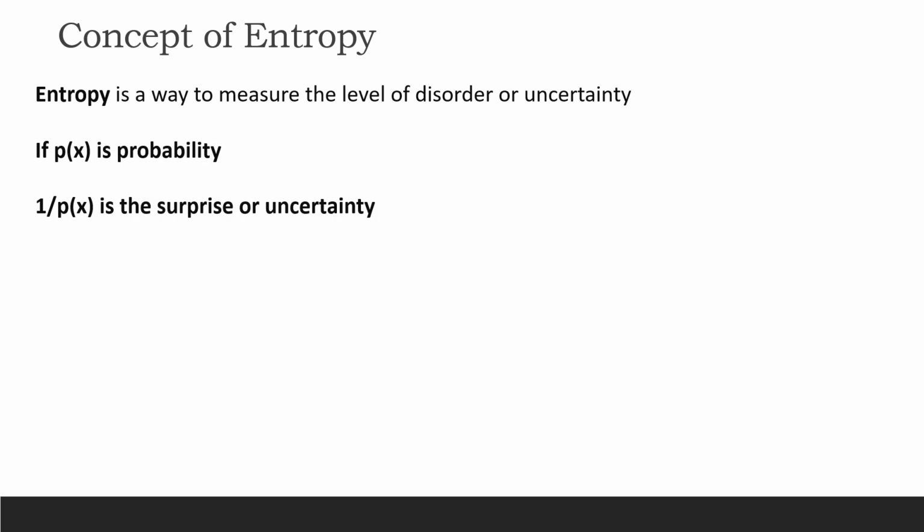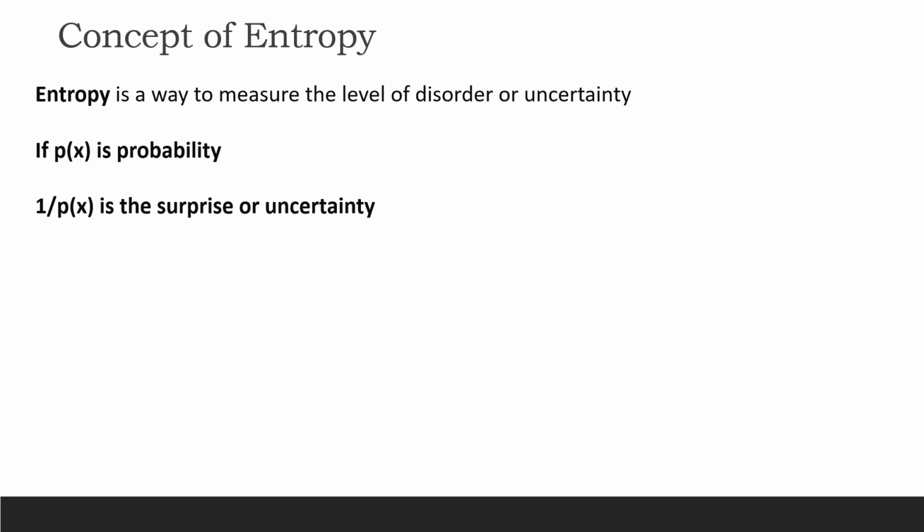So let us start with the probability. Let Px be a probability function. Then 1 by Px will be the surprise or uncertainty. To understand this better, let's say the probability of something happening is 0.9. So 1 by 0.9, or 10 by 9, is the surprise. In other terms, let's say we have a coin and the coin is 90% likely to give us heads. So if tails come, we will be surprised.